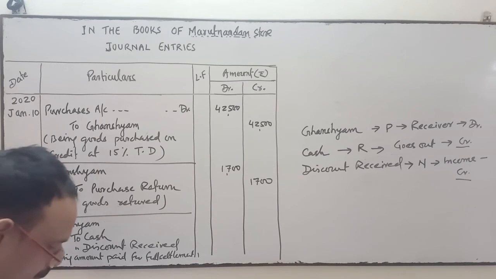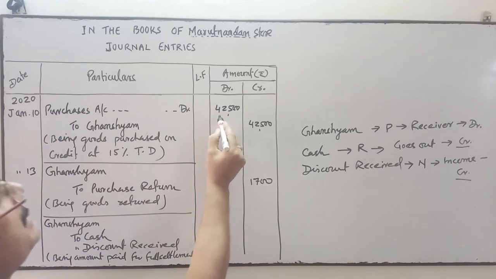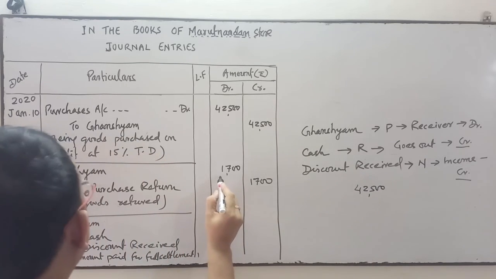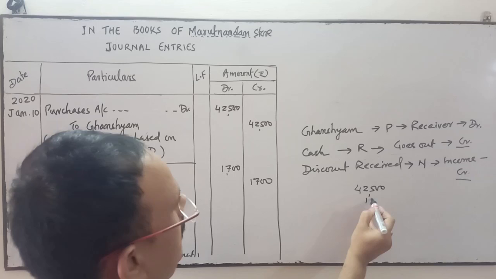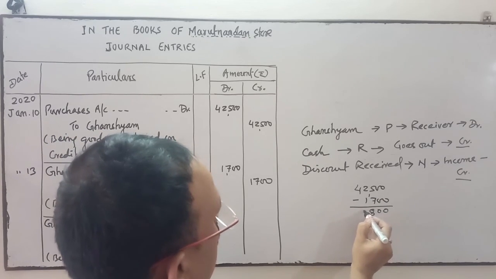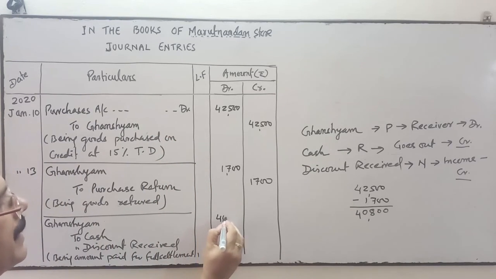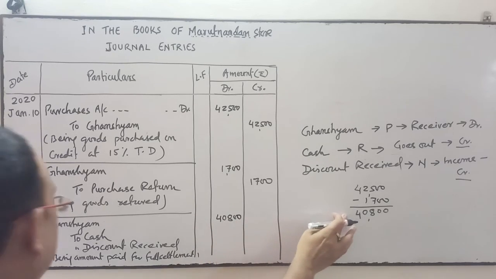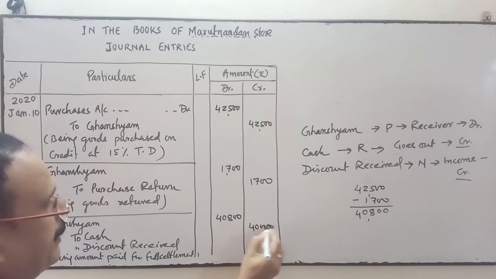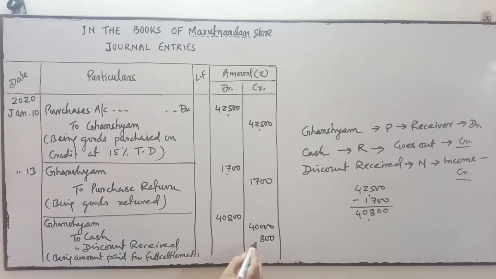Cash paid to Ghanshyam rupees 40,000 in full settlement of his account. We have purchased the goods of rupees 42,500. Out of that we have returned goods of 1,700. So the rest amount is 40,800 we have to pay to Ghanshyam. But we have paid only 40,000. It means the difference of 800 indicates your discount received.